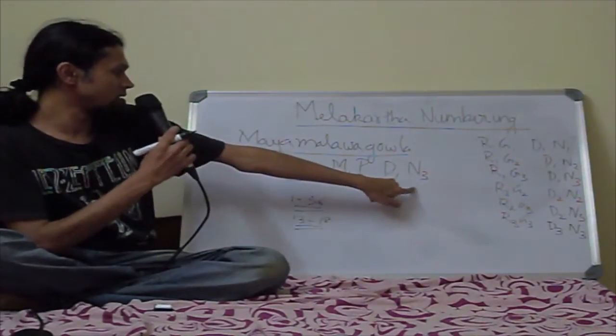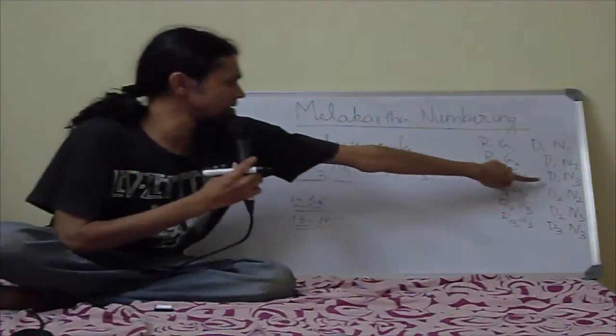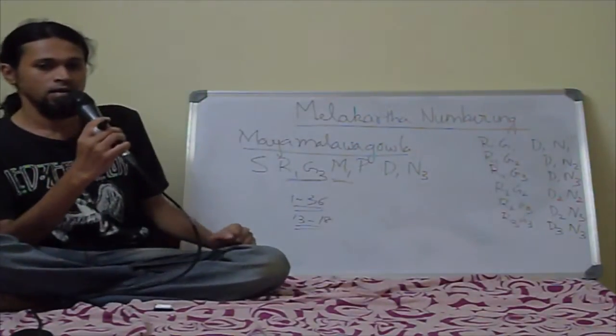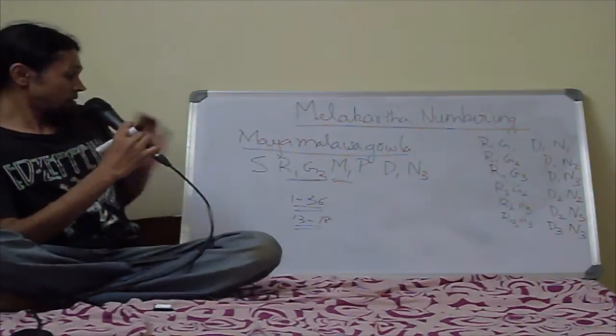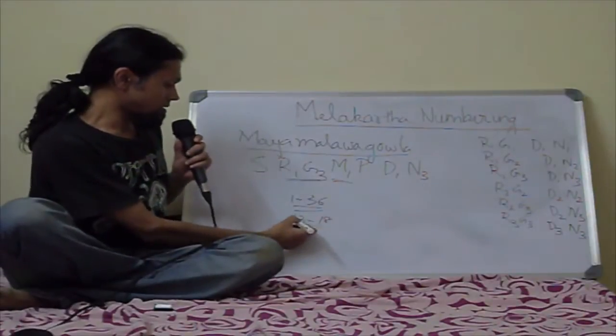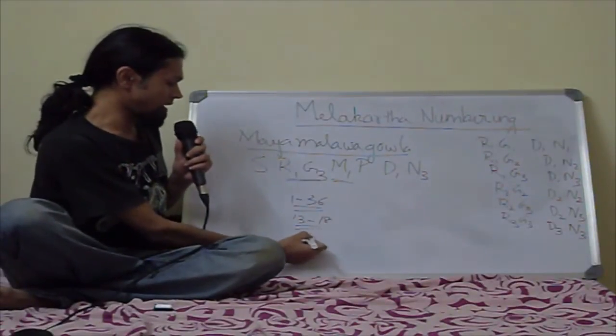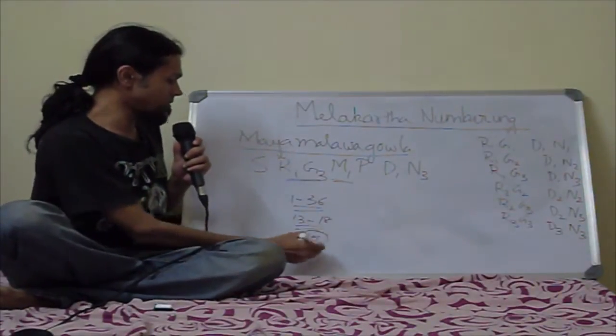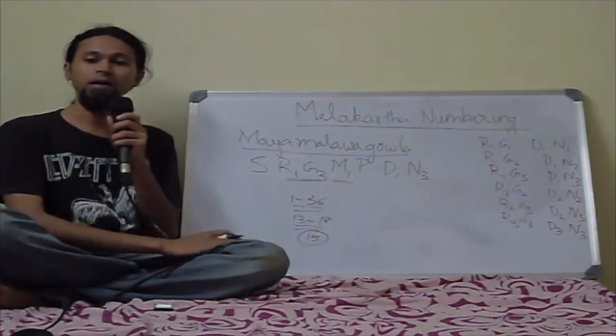And finally, Da1 Ni3, this is the third one. So the third one in this 13 to 18 range is 15. And that is the Melakartha number for Maya Malav Gaula.